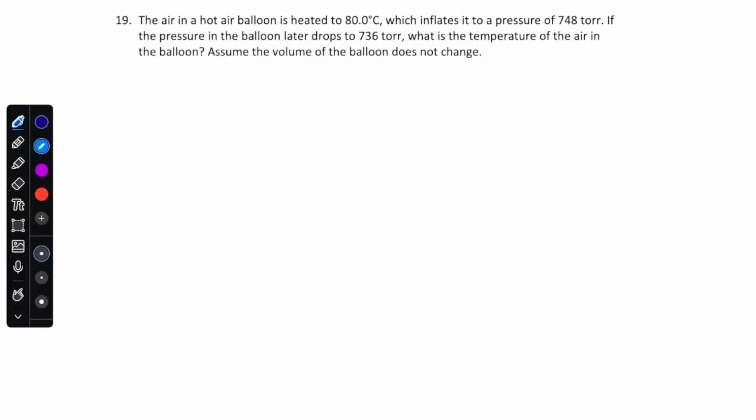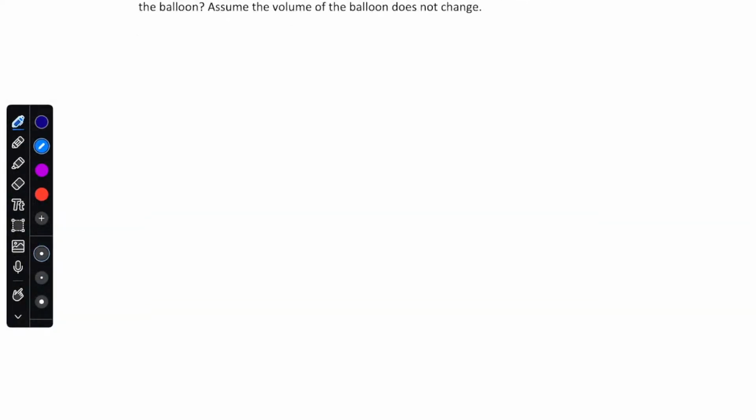These are all the gas law ones still. The air in a hot air balloon is heated to 80 degrees Celsius, which inflates it to a pressure of 748 torr. If the pressure drops to 736, what is the temperature of the air in the balloon? Assume the volume of the balloon does not change.